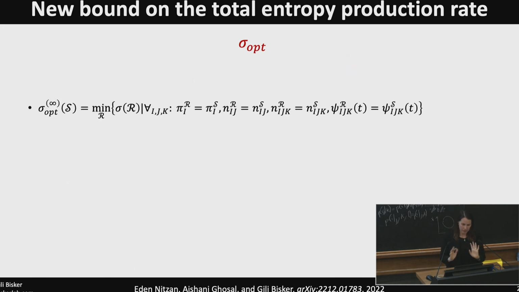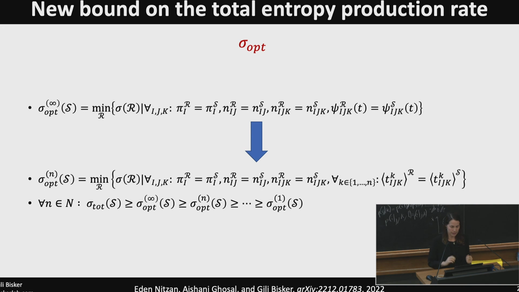Okay, so this is what we wanted to do, but requiring an equality between two continuous functions as part of an optimization problem is really difficult and not very practical. So instead of requiring the full probability distribution of the waiting time, we chose the moments of the waiting time distribution. So we call it sigma optimal n. And here we require equality up to the nth moment of the waiting time distribution. So now we can compare numbers and not functions.